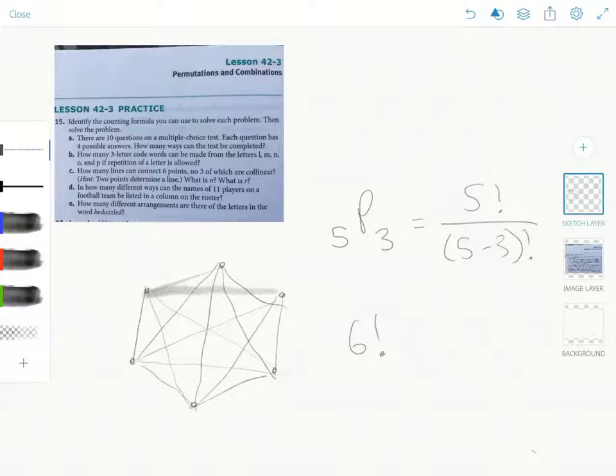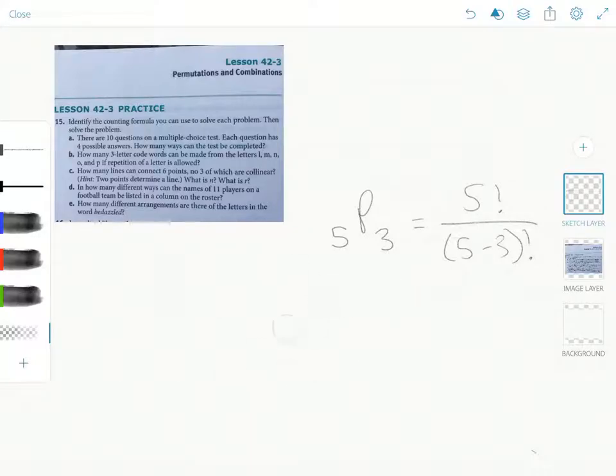So that seems to me like we're just going to use the fundamental counting principle, 6 factorial. Okay. What is N? What is R? I'm going to leave that outside the scope of this video.